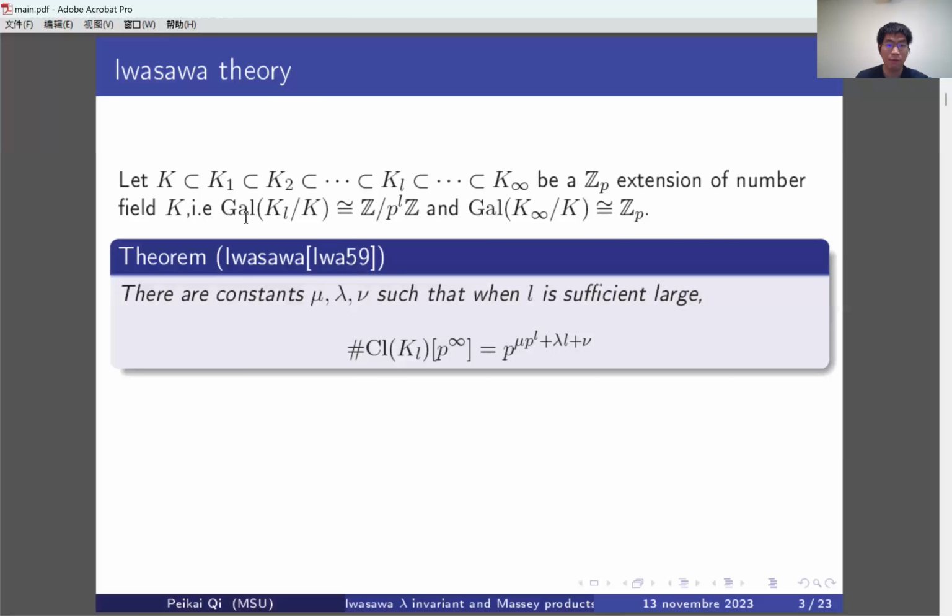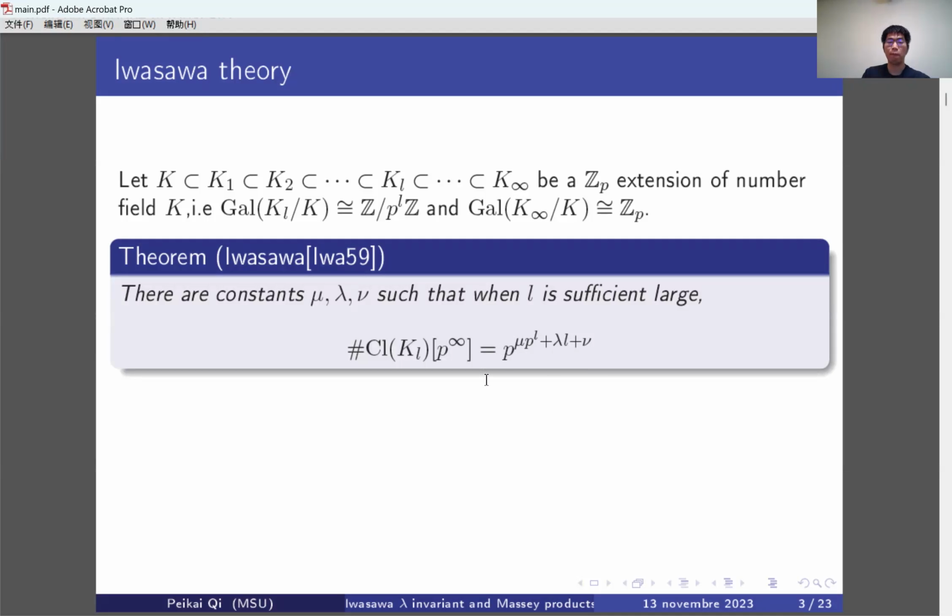Iwasawa proved that for such a Z_p field extension, there are three constants, mu, lambda, and nu, such that when n is sufficiently large, the p-part of the size of the class group is controlled by these three constants. Here I use this notation to denote the p-part of the class group. The class group is an abelian group, and I can take its decomposition and take the p-primary part, where every element is annihilated by a power of p. So the p-part of the size of the class group is controlled by the three constants mu, lambda, and nu.